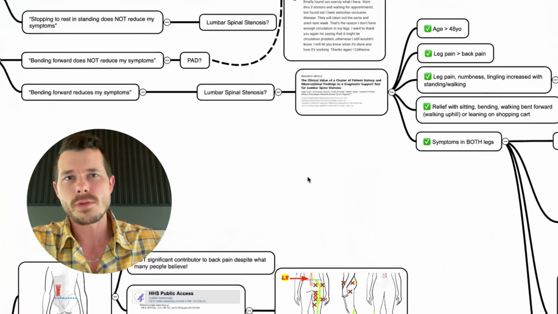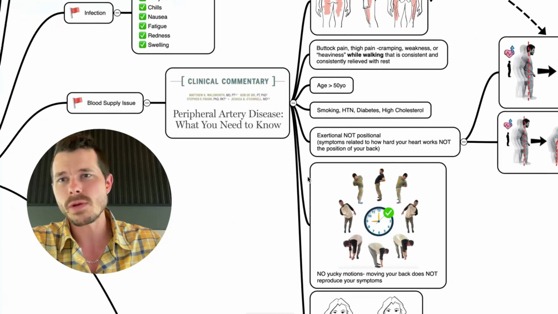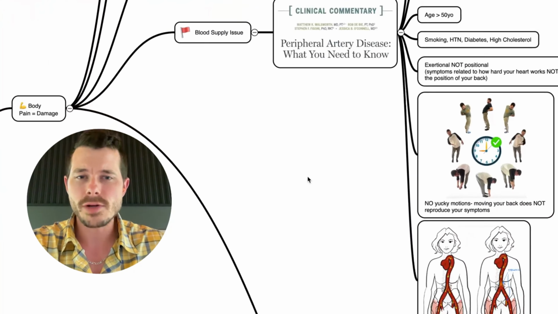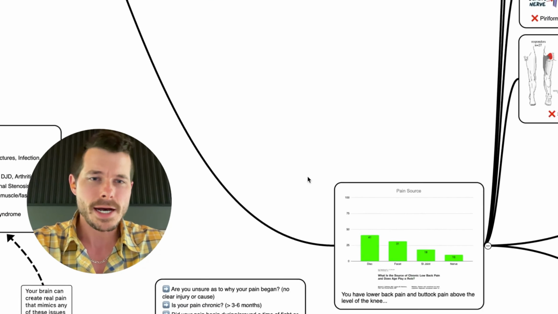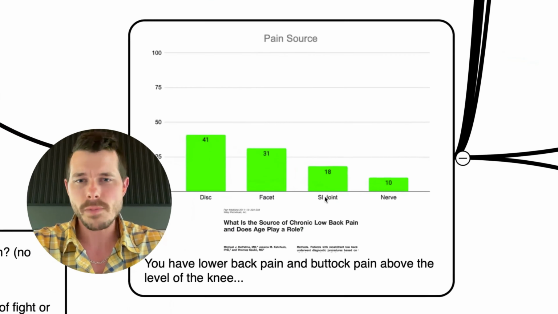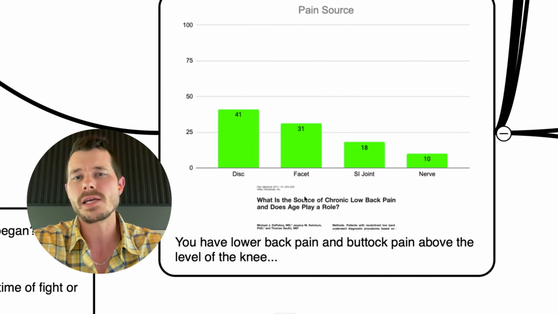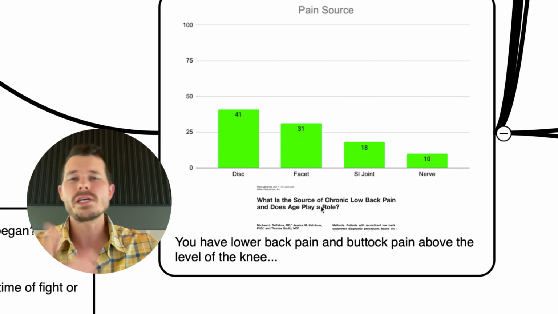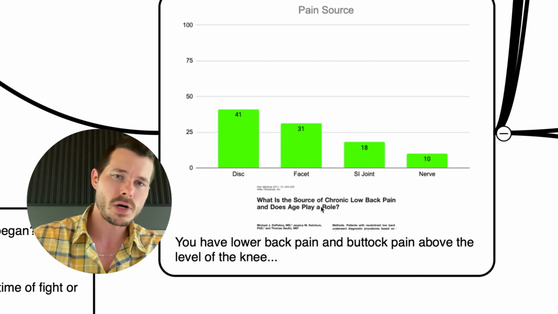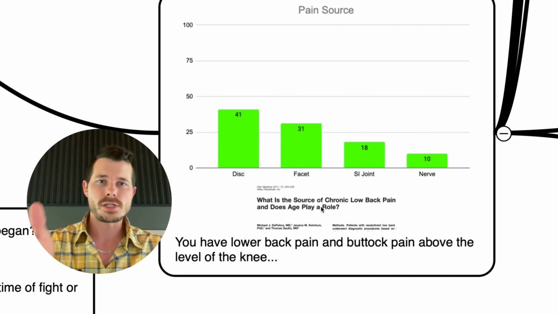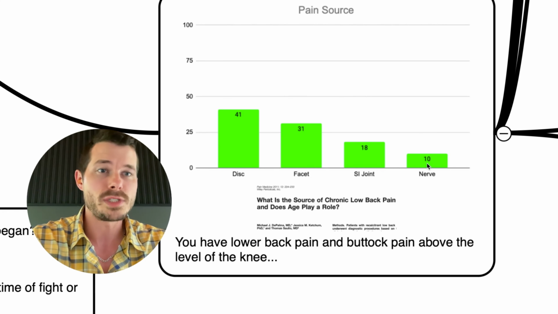Wow, it all started with the possibility of peripheral arterial disease, and then we branched into both-sided symptoms. So kind of a good transition here. Now let's talk about some more common things. All right, so if you have lower back pain, buttock pain above the level of the knee, I can tell you right off the bat, there's roughly, based off the evidence here, a 41-ish% probability you have a disc problem causing it, 31-ish% chance that you have a joint problem causing it, and then you can see SI joint and nerve problems go down from there.